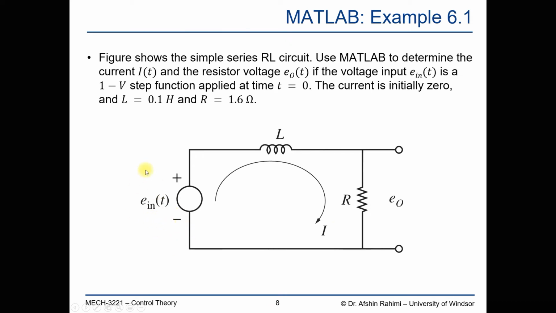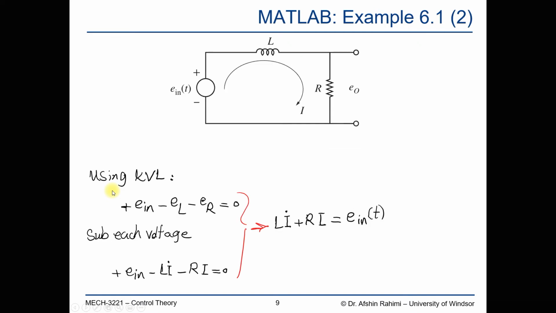Before anything, we need to find the equation that describes the system, or the system model. So we have a source input, one inductor, one resistor, a clockwise current direction, and we also have the resistor voltage defined as e_o. This is our output voltage. So we want to look at the current and the voltage of the resistor over time. So let's get to the modeling.